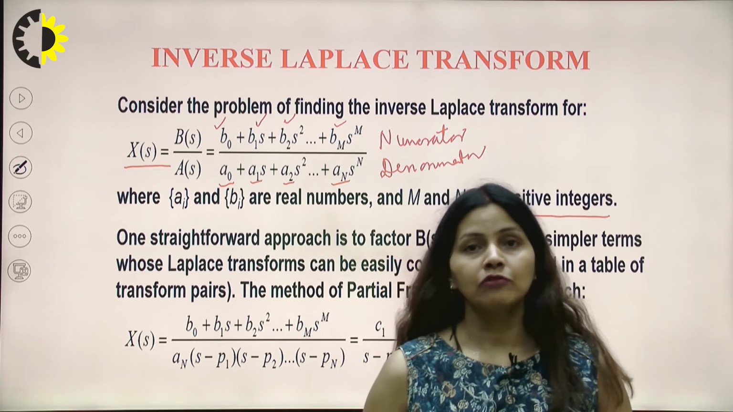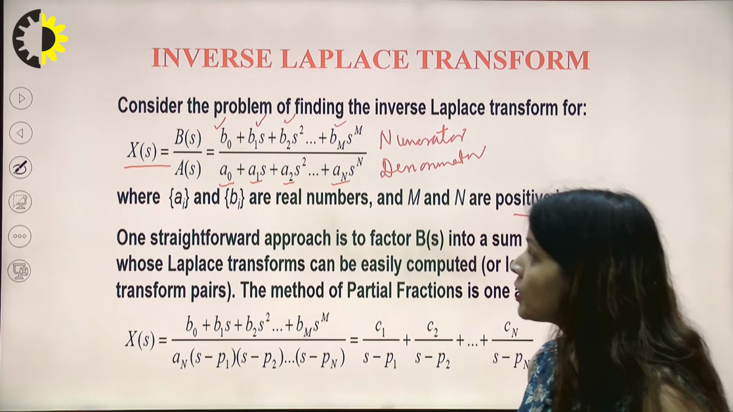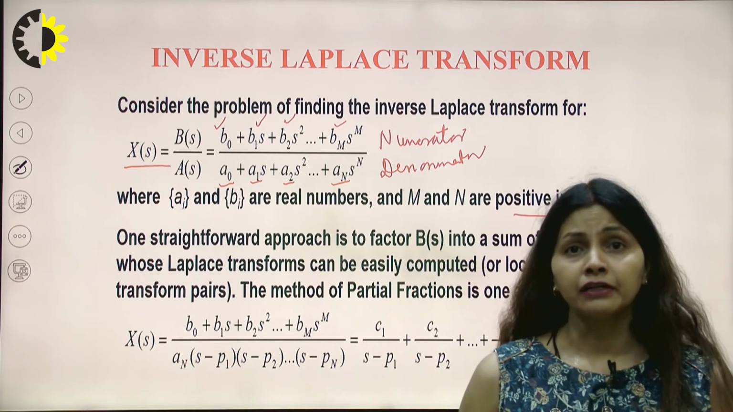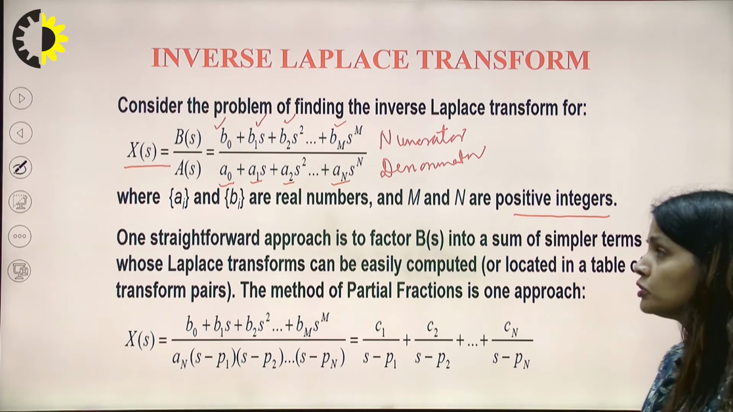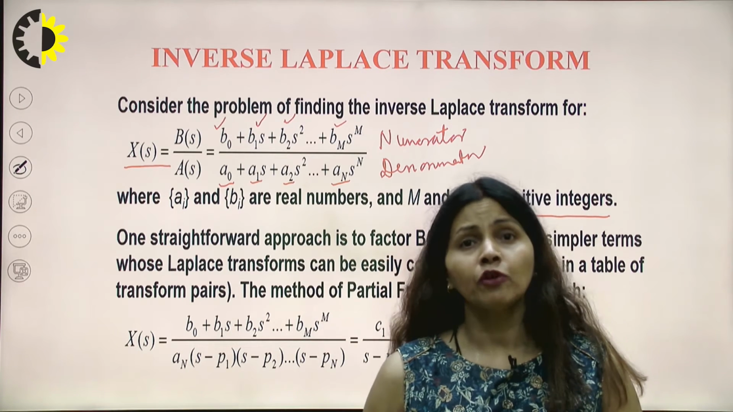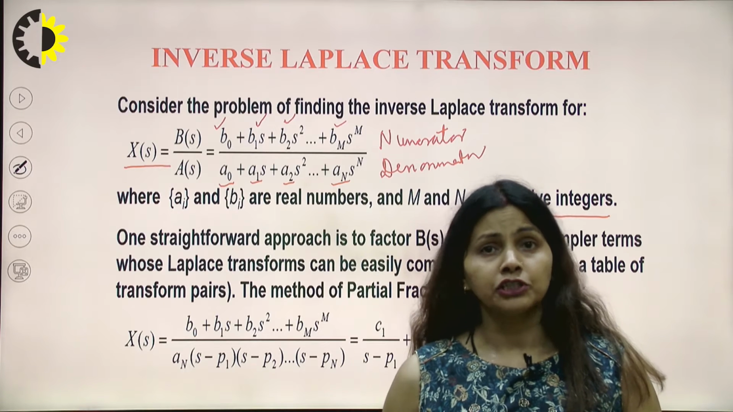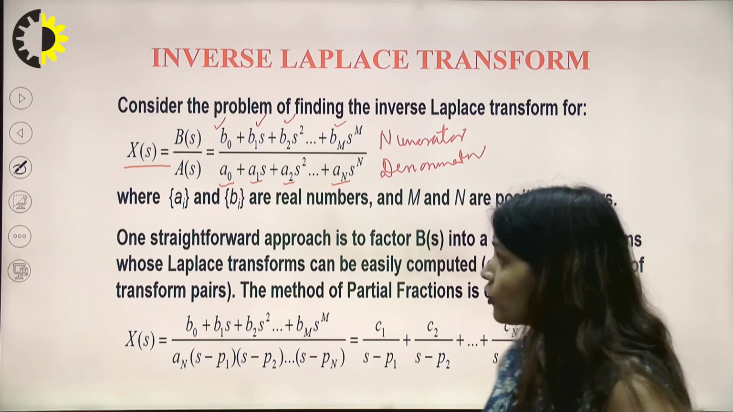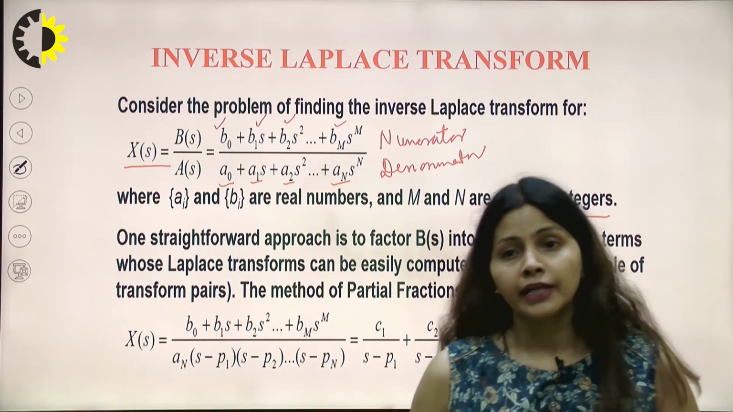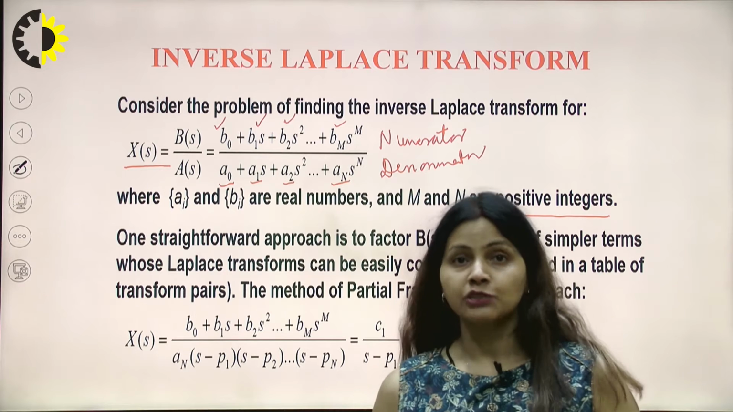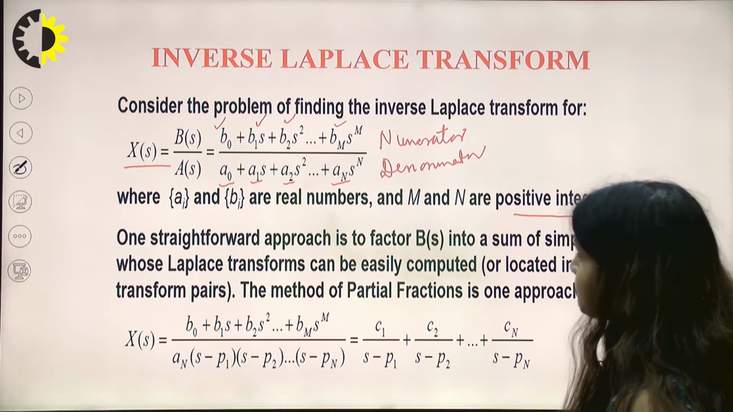So how do we calculate the inverse Laplace transform? This function is defined in the S domain, so we need to convert it to x(t). That means from X(s) we need to derive x(t). There is no direct formula for the calculation of the inverse Laplace transform. But what we do is convert the given X(s) into such a form that we already know the Laplace transform of its terms, and we can take the inverse very easily. Let me explain how.